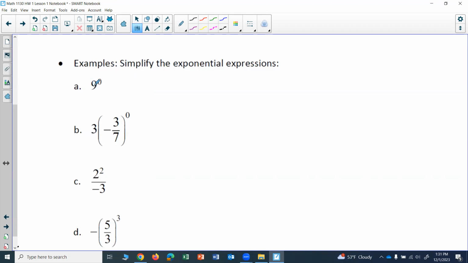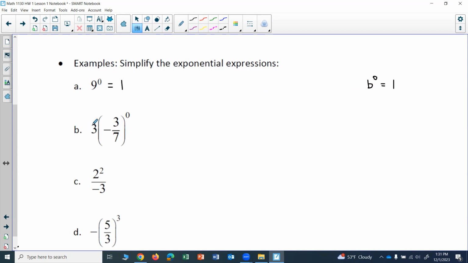First one is 9 to the 0 power. Now the rule here is that anything to the 0 power, so I could have b to the 0 power, is going to equal 1 as long as b is not 0. Well, the base here is 9, so it meets that criteria. So 9 to the 0 power would equal 1.